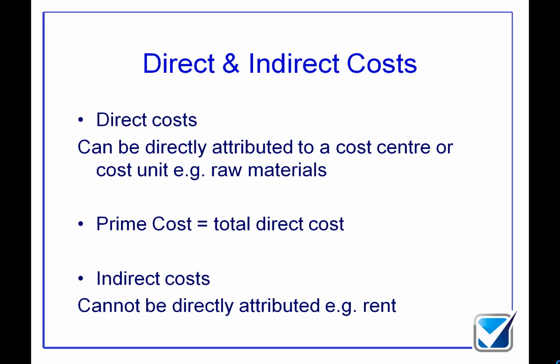What this now means is we will split our costs down into direct costs and then indirect costs. Direct costs are costs that can be directly attributed to a cost center or to a specific cost unit. If I'm producing a textbook, I can have an amount of paper. That paper within the textbook will be a raw material. It's a direct material cost of producing the textbook. We call these things direct costs because they can be directly attributed to a specific unit of output.